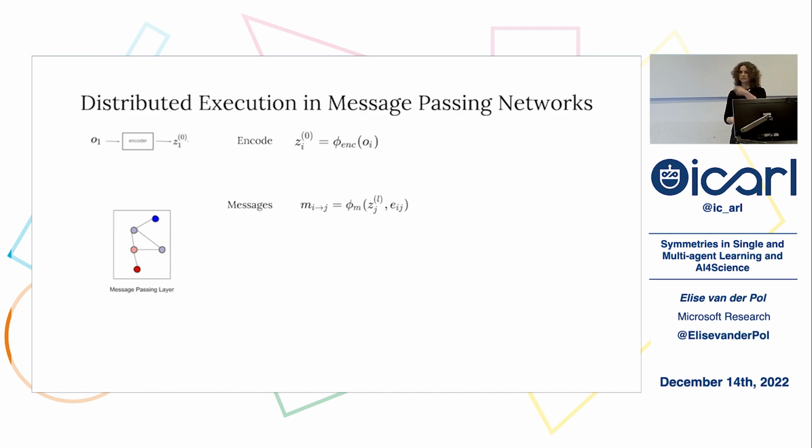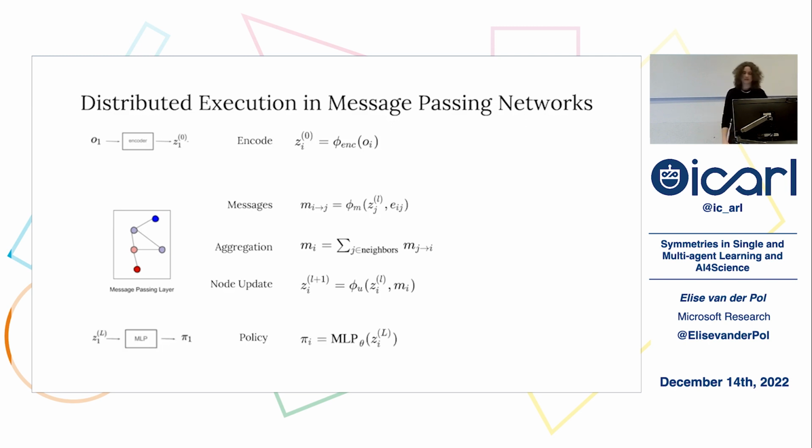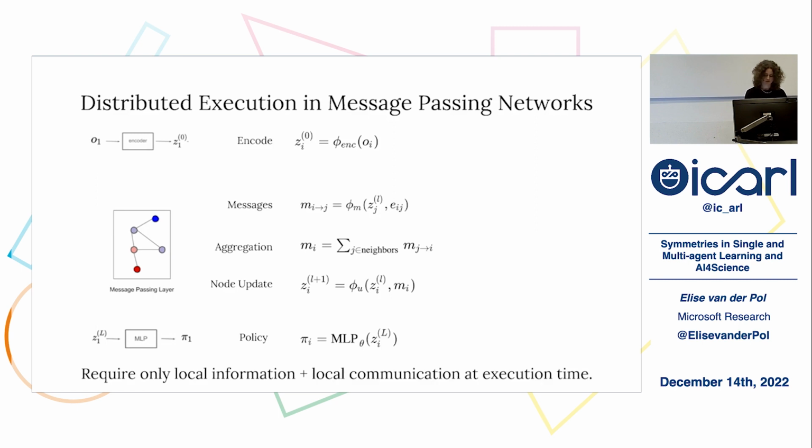Then when you start doing the message passing, you compute the messages just based on your local state representation and maybe the edge information between you and your neighbors. But there's no centralized thing going on here. You aggregate the messages. You can do that on your own device. And then you update your local node, for which you also only need your local information and the messages you've received. And then finally, you will compute the policy locally based on your current node status. You train this in a centralized way, but at execution time, you can just copy all this onto different devices.